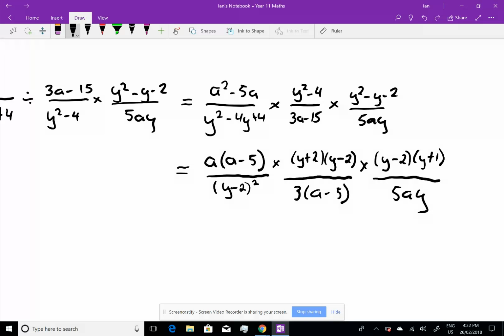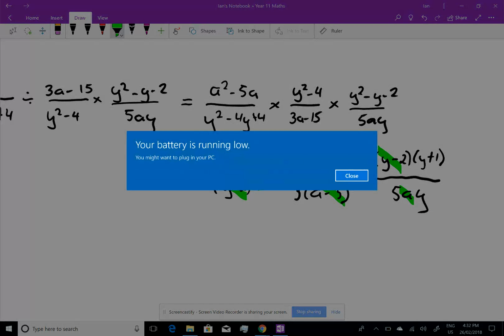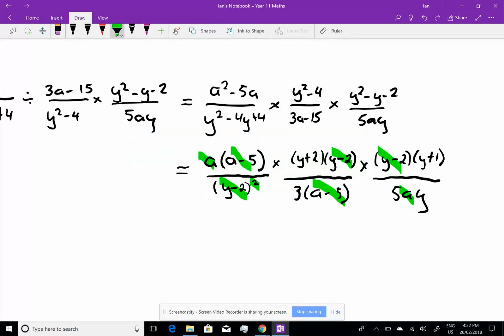Okay, so what can we do? All we start doing now is cancelling. So a minus 5 goes with a minus 5. Y minus 2 goes with one of the y minus 2's. Y minus 2 goes with the other y minus 2. A goes with the a. And I'm pretty sure that's all we've got.